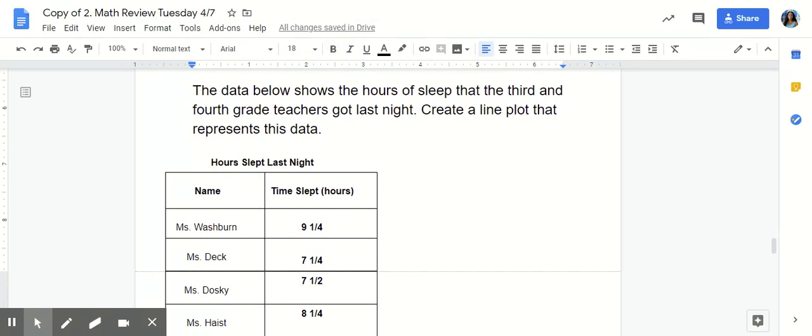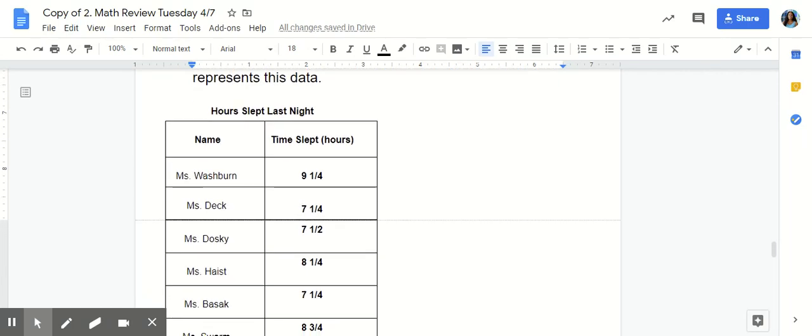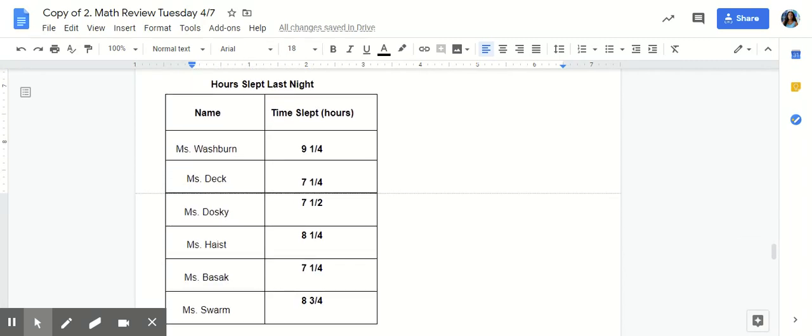The data below shows the hours of sleep that the 3rd and 4th grade teachers got last night. Create a line plot that represents this data. So we have hours slept last night. We have the name of the teachers and the time that they slept in hours. Miss Washburn slept 9 and 1/4 hours. Miss Deck slept 7 and 1/4 hours.